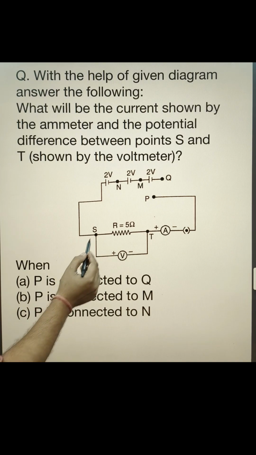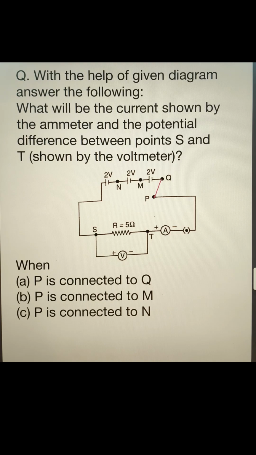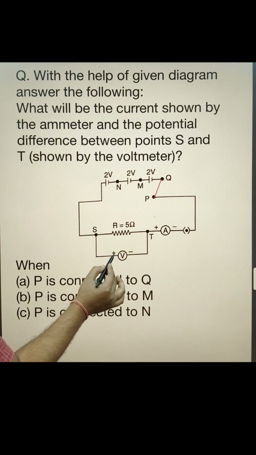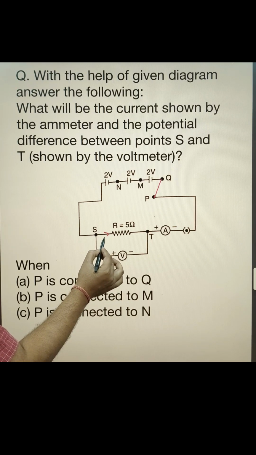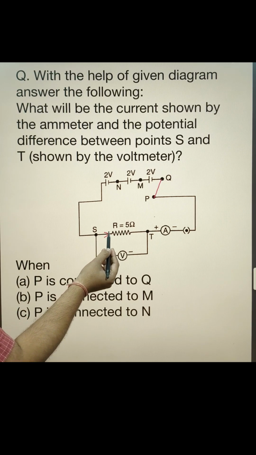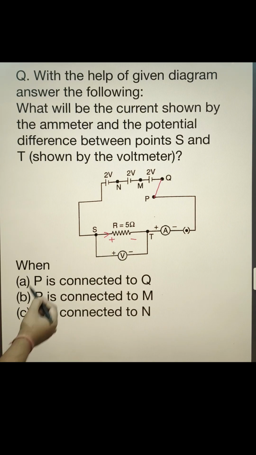Look here. If P is connected to Q, the circuit is represented like this. Now, this one is a 5 ohm resistance. So what about the current in this circuit? Very simply, what about the voltmeter reading? If you determine the current in this branch, then you can find the voltmeter reading. So the voltage across this one equals the voltmeter reading.